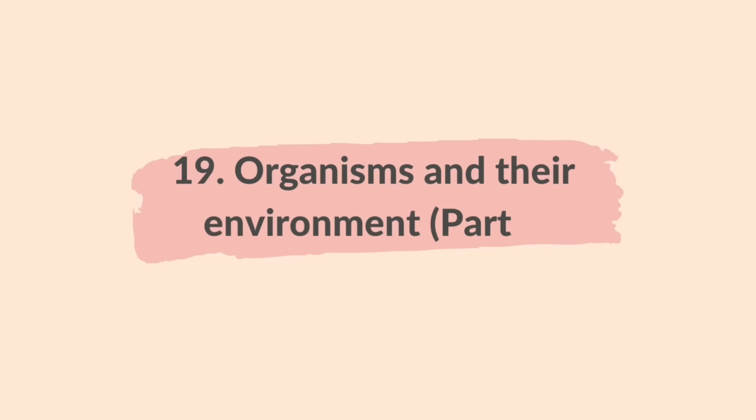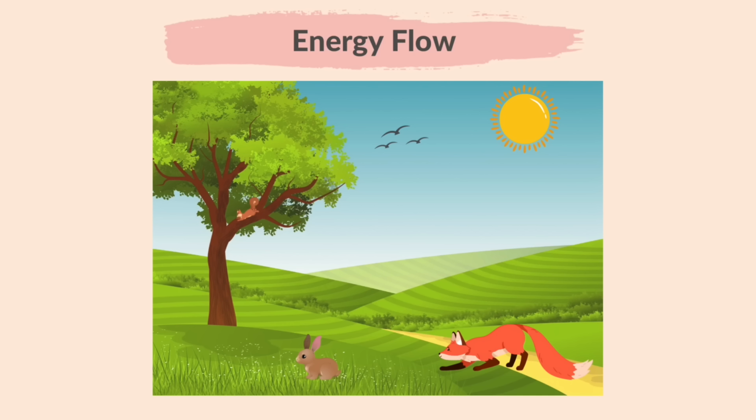In this video, you are going to learn Part 1 of Topic 19, Organisms and Their Environment. Let's first dive into energy flow. Energy flows through living organisms, starting with the sun. Plants use light energy from the sun to make their own food, storing it as chemical energy in their cells.